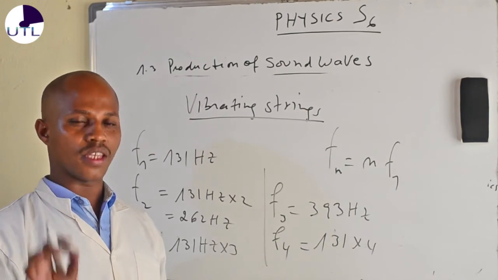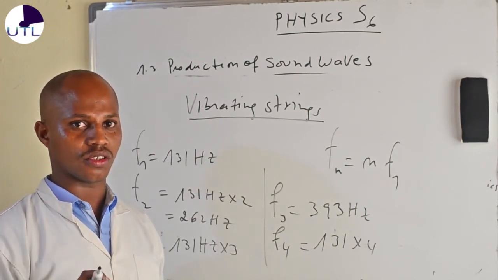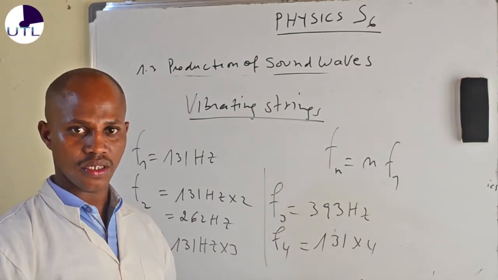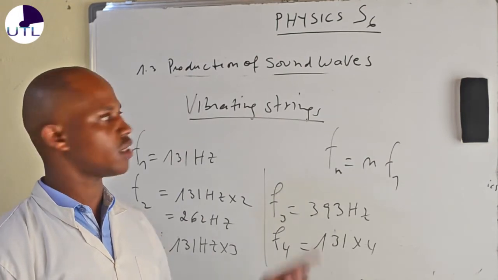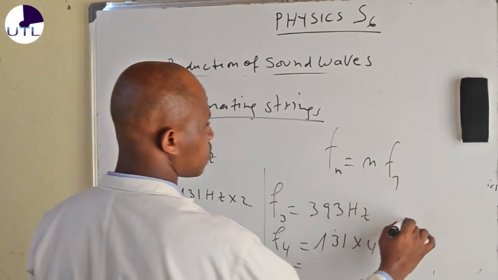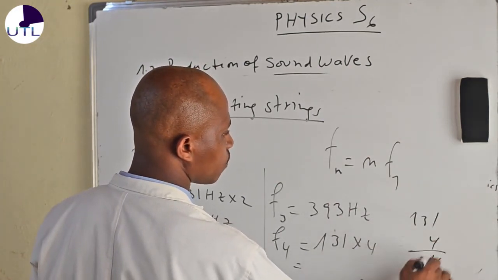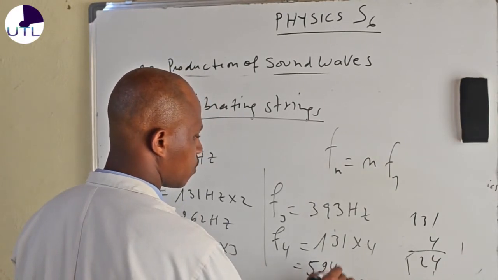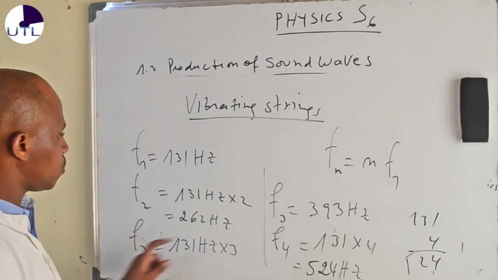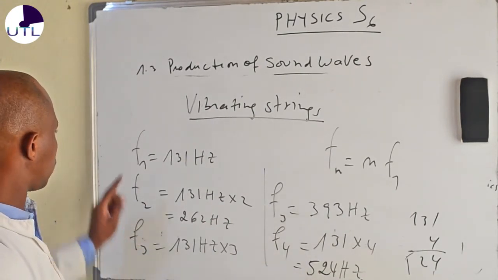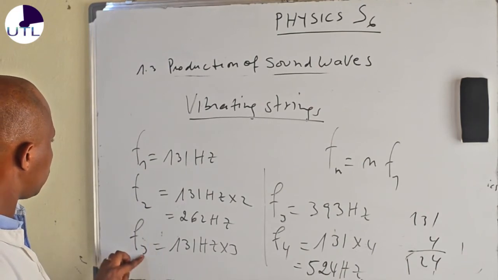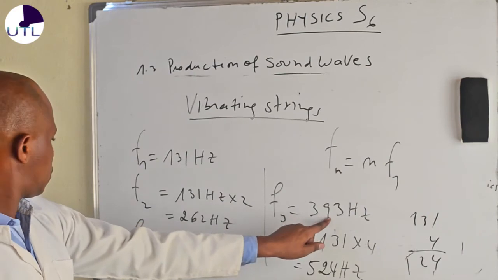So to me, the key point of understanding this unit, specifically production of sound waves, is knowing which case I have: open at both ends, open at one end, or closed at both ends. So that is the case of a vibrating string. F4 is 524 hertz. So these are the 4 harmonics: 1, 2, 3, 4.